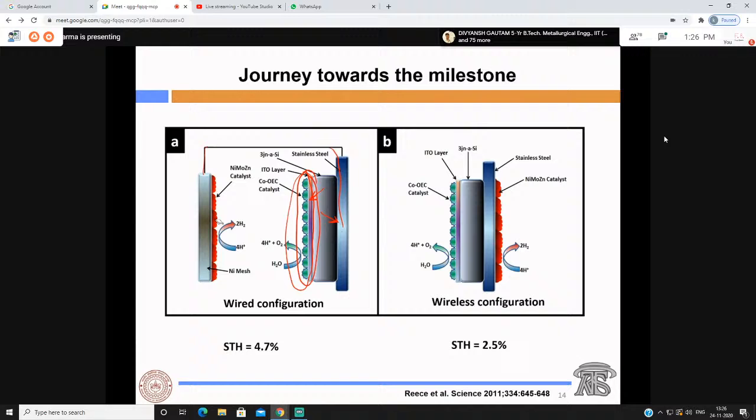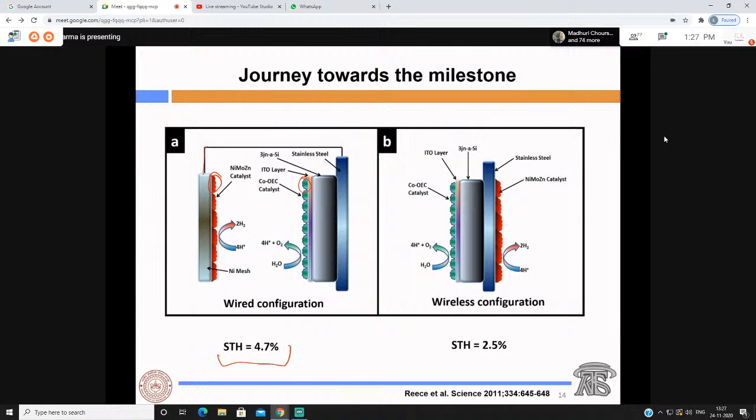The take-home from this is that we can develop such a system with a solar photovoltaic having a potential of more than 1.23 volts. For example, in this case it is 3 volts, and that electrical energy is utilized with the help of the oxygen evolution catalyst and hydrogen evolution catalyst for the generation of hydrogen and oxygen. In this system, he calculated the solar to hydrogen conversion efficiency, and that is 4.7%.